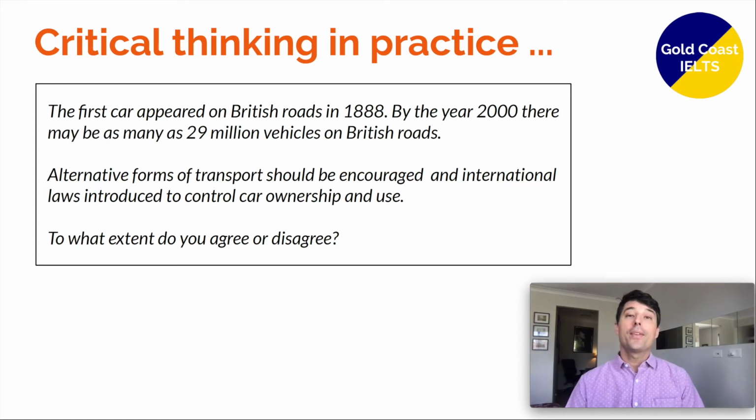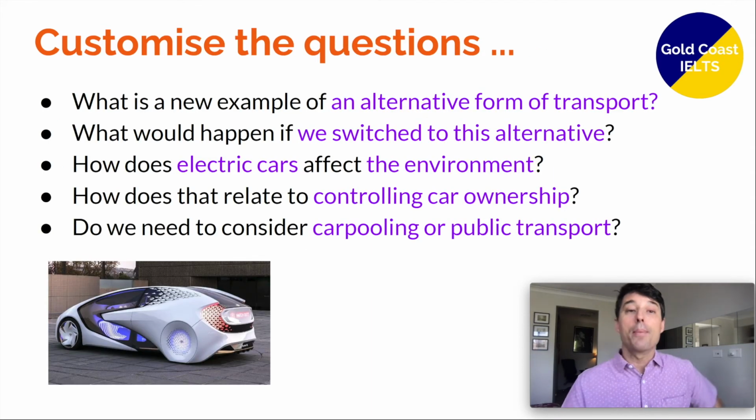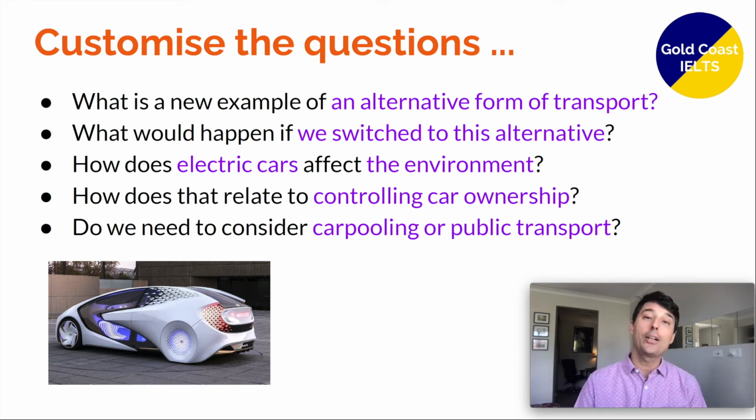What we need to do now is modify those 5 questions so that they reflect this IELTS Task 2 question. So I modified them like this. So the purple part is relating directly to that question about cars on British roads. Let's take a look. First one, what is a new example of an alternative form of transport? 2, what would happen if we switched to this alternative? 3, how do electric cars affect the environment? 4, how does that relate to controlling car ownership? 5, do we need to consider carpooling or public transport?